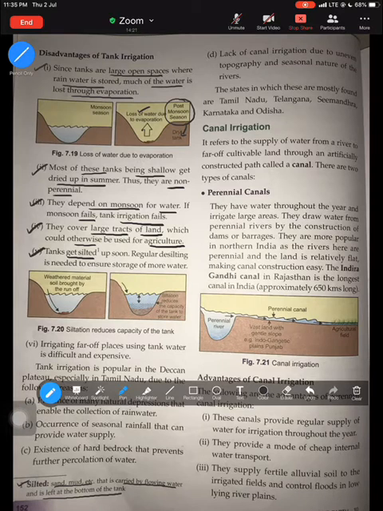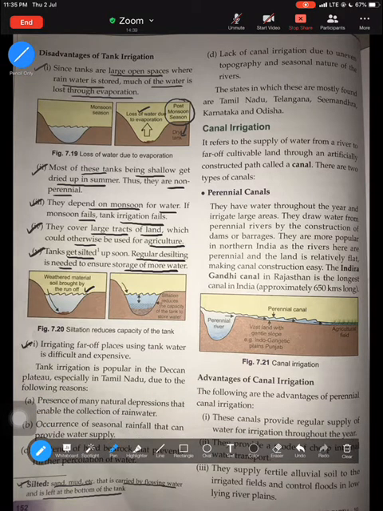So, it is very important that regular desilting is needed to ensure storage of more water. So, we must ensure that all the weathered material that is brought down by runoff has to be desilted so that the water storage is more. So siltation is a big problem in tank irrigation.